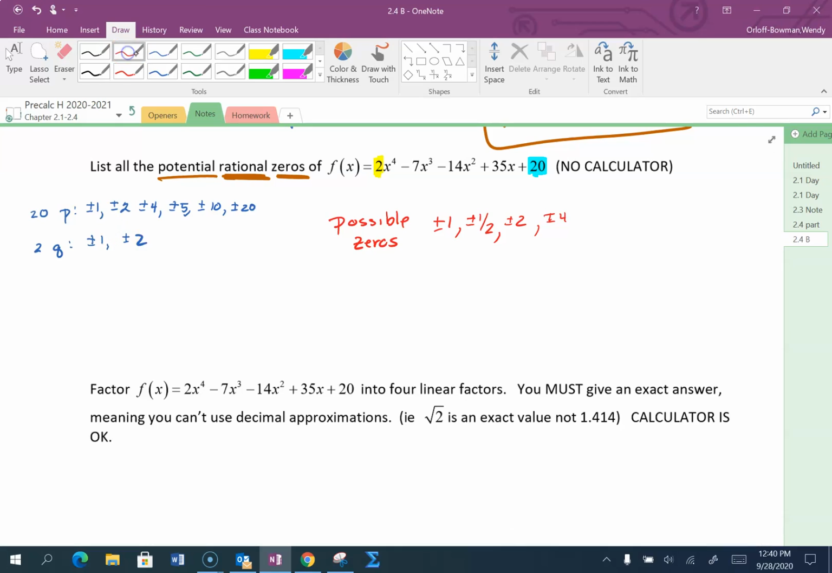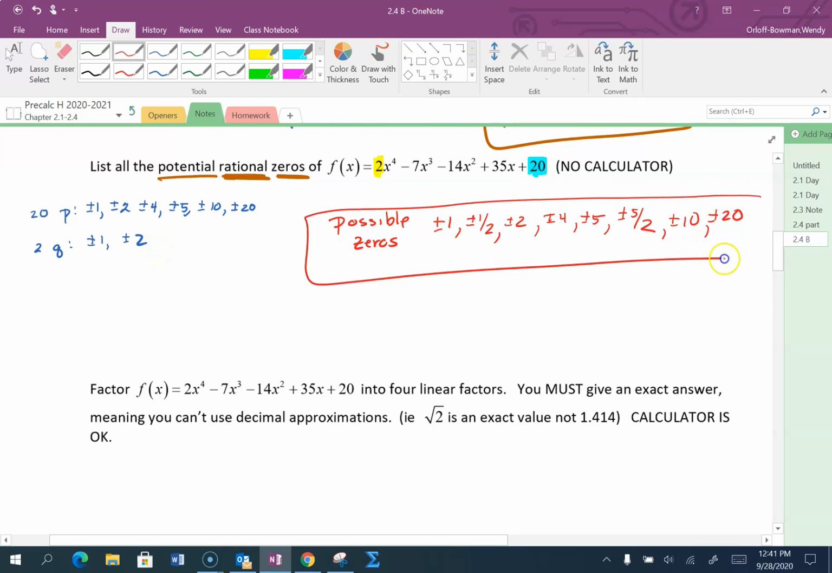Now 5 over 1, so plus or minus 5. 5 over 2, there's a new 0, plus or minus 5 halves. 10 over 1 is plus or minus 10. 10 over 2 is 5, so plus or minus 5 is a repeat. 20 over 1, so plus or minus 20 is new. And 20 over 2 is 10, so that's just a repeat. These are my possible zeros. They're not all zeros, they're just the possible.